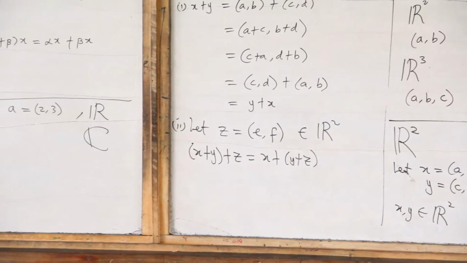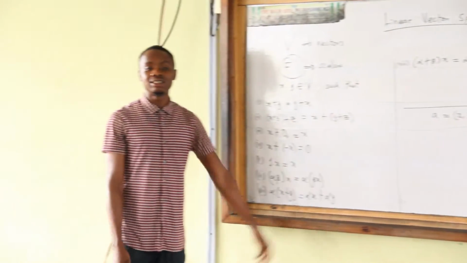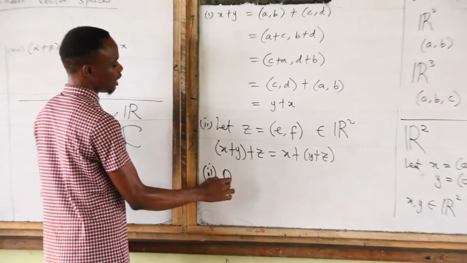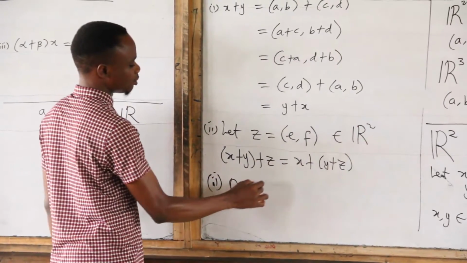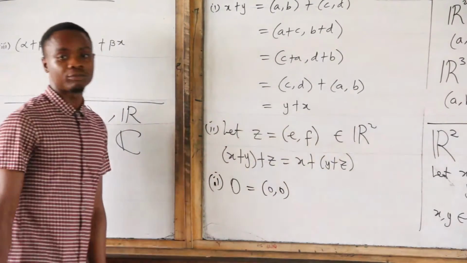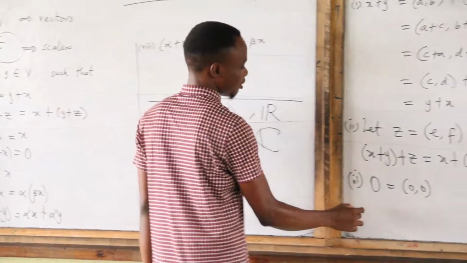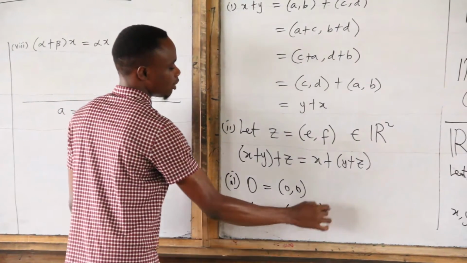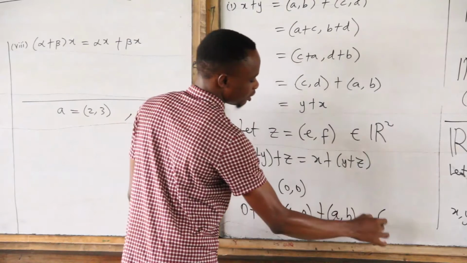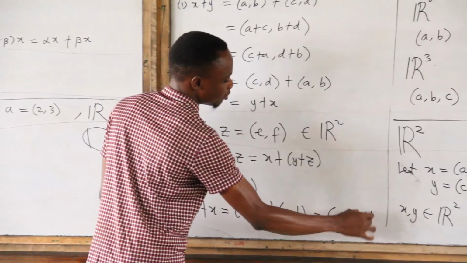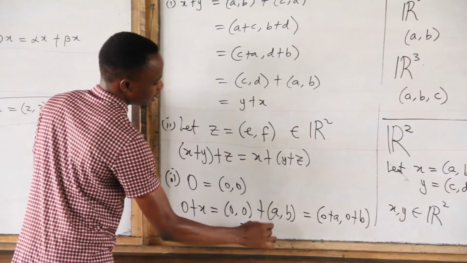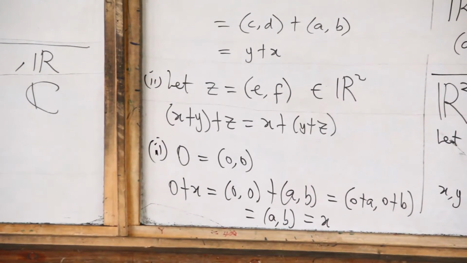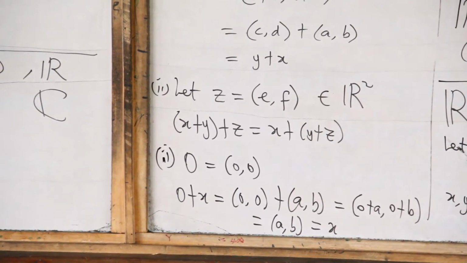Obviously, the same thing will actually hold. x plus 0, that means it has a 0 element. So the 0 element for our vector space here is going to be (0, 0). Okay? So when you have (0, 0), obviously 0 plus x will be equal to what? That will be (0, 0) plus (a, b). This will be equal to (0 plus a, 0 plus b), which is going to be (a, b), which is going to be equal to x. So that's the 0 element. Is it making sense?